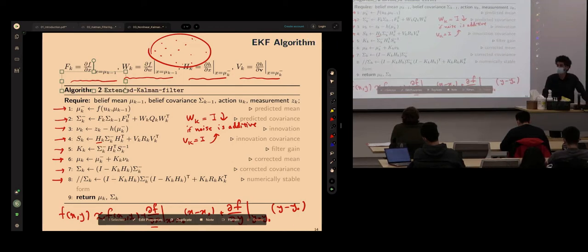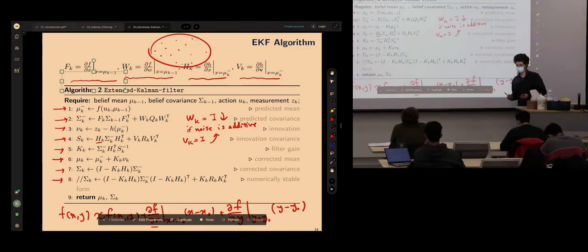Analytic formulas for the derivatives, of course, will make it faster. If you have closed-form evaluations of these Jacobians, if the model is simple, it's very beneficial for real-time applications. If it's too complicated, and still you can get good performance, maybe you can try to use automatic differentiation.